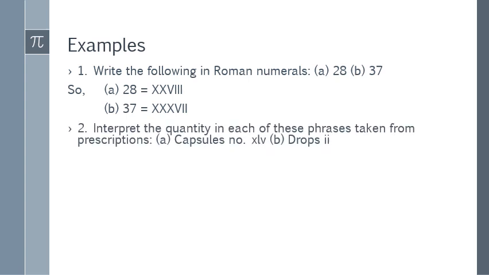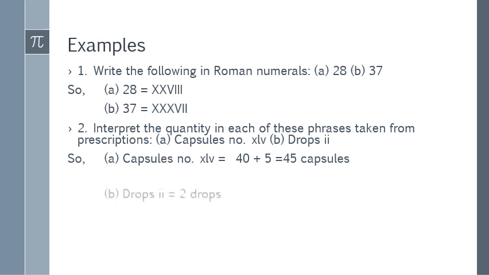Then we have the next question. Interpret the quantity in each of these phrases taken from the prescription. The first phrase is capsule number XLV. Over here, X represents 10, L represents 50. As X is before a larger value, 50 minus 10 will be 40, and V represents 5, so 40 plus 5 will be equal to 45. The next is drops II. Now I represents 1, there are 2 I's, so there will be drops 2.